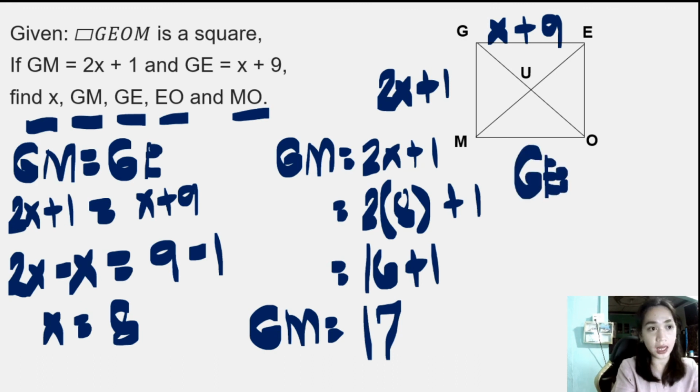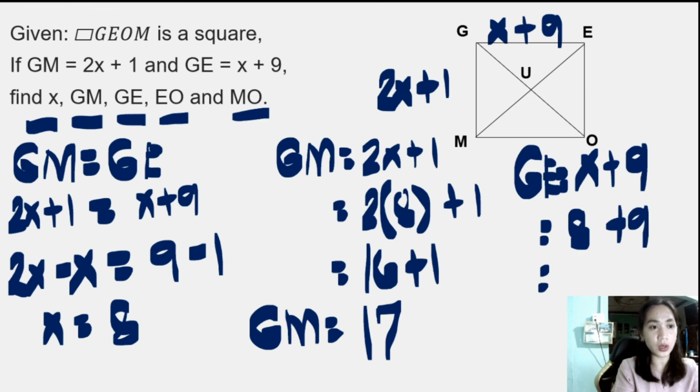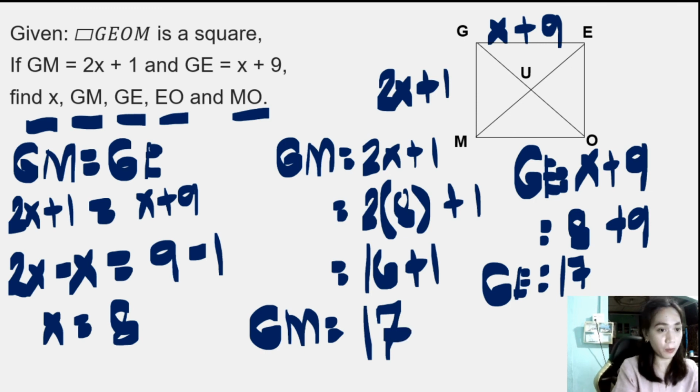Next, try natin kay GE. GE is x plus 9, so you have x which is 8 plus 9. 8 plus 9 is also 17. So, that is the value of GE. If you're going to observe, GM and GE are the same, which is 17 yung measure. Therefore, if GM is 17 and GE is 17, you can say that EO is also 17 and MO is also 17, because again, all sides of the square are congruent.